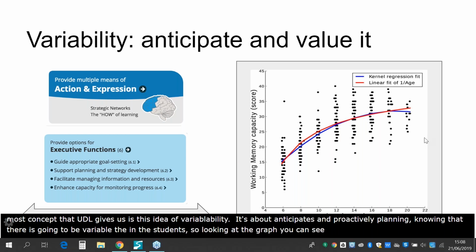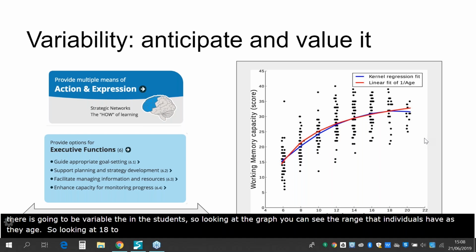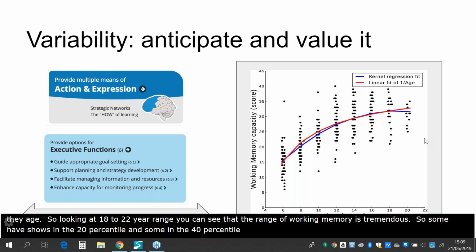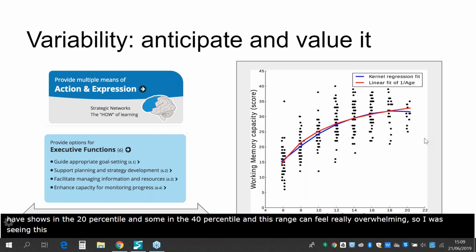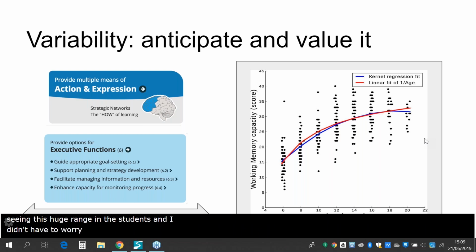So when I'm looking at my higher ed students who are in the 18 to 22 year range, you can see that the range of working memory is tremendous. Some are going to have scores down in the 20th percentile, some are going to have scores in the 40th percentile, and this range can feel really overwhelming, but it's exactly what I was experiencing as a professor. I was seeing that there's this huge range in my students, and I didn't have to worry about a student going through disability services to be able to get some scaffolding from me. I knew that this variability was real in terms of executive function.